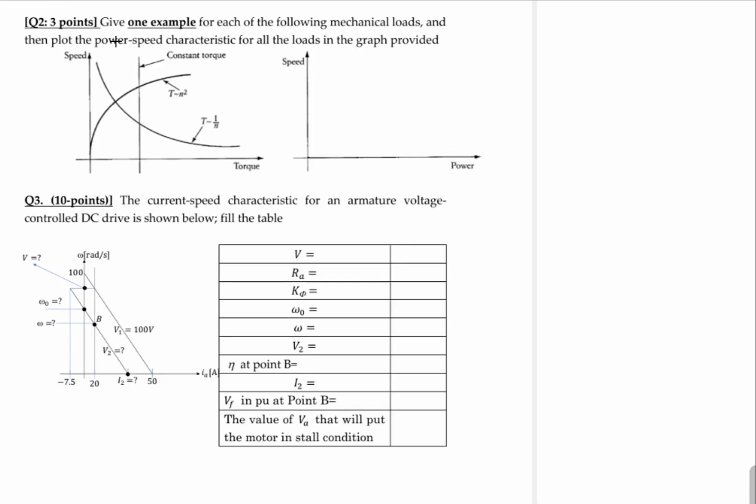Now for the second question, give one example of each of the following mechanical loads and plot the power, speed, torque characteristic. Here we have three torque speed characteristics. The first one, let's call it A, is for the constant load, and an example for A is an elevator. Let's call this one B, and this one is the fan load. And the last one, let's call it C, an example for that is drilling.